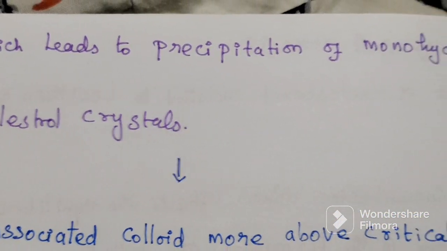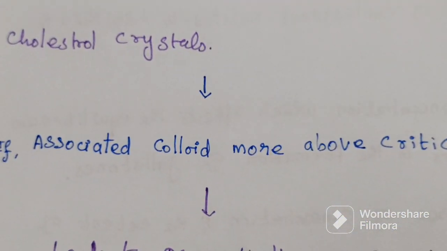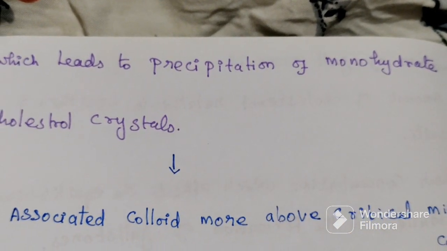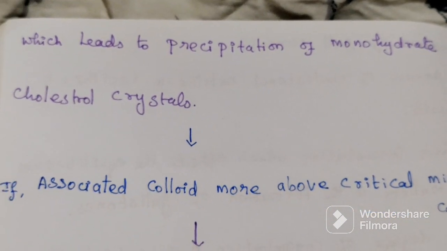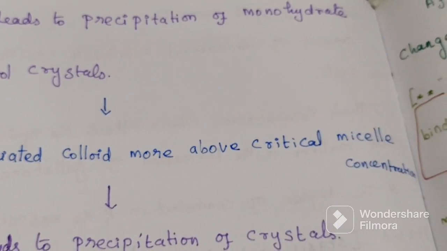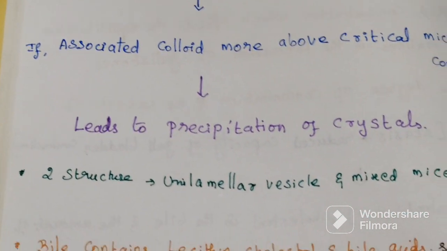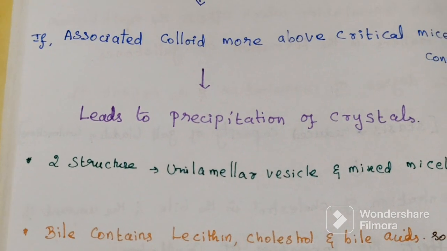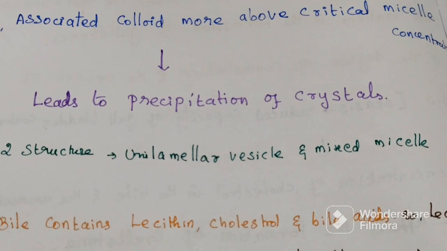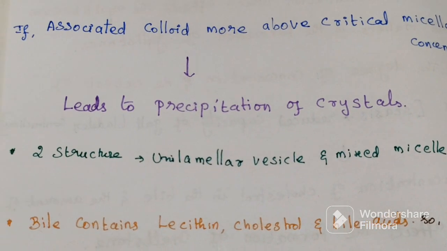So this leads to the precipitation of cholesterol monohydrate crystals if the associated colloid is far above the critical micellar concentration. Here there are two structures, the unilamellar vesicle and the mixed micelle. We need to understand these two very clearly.